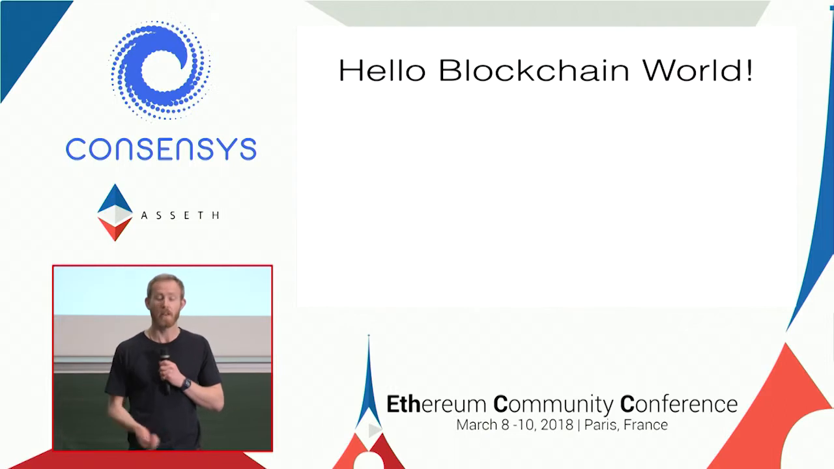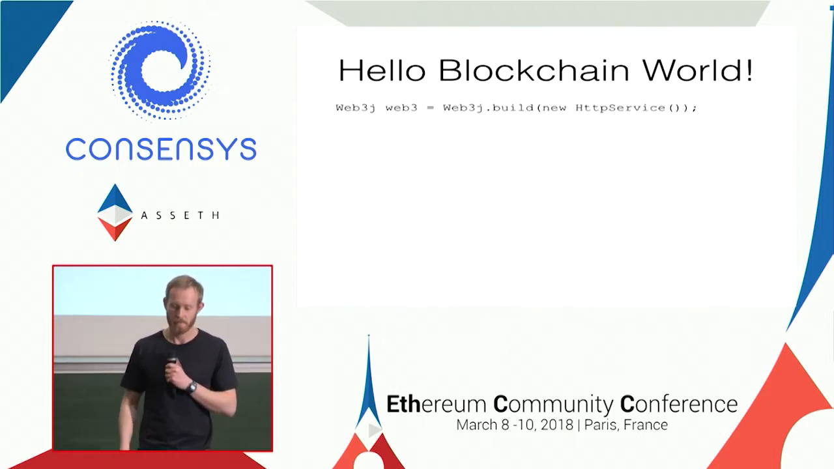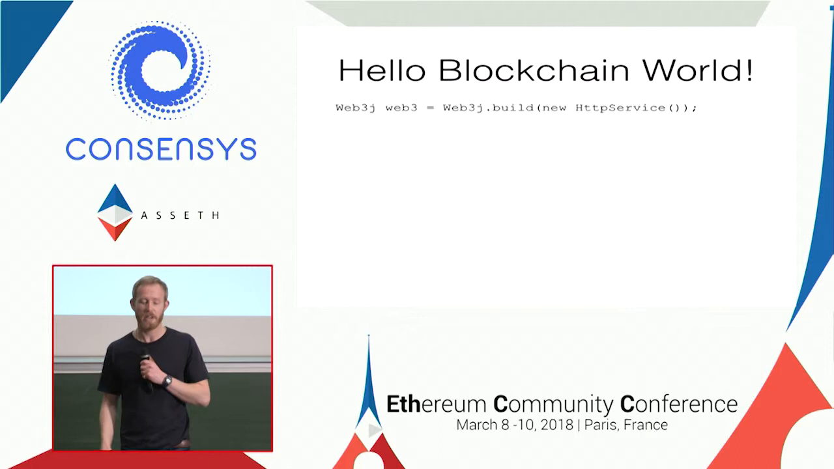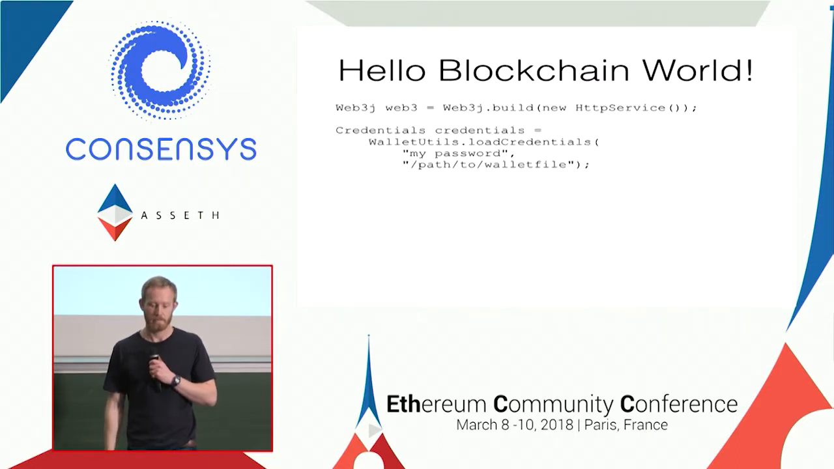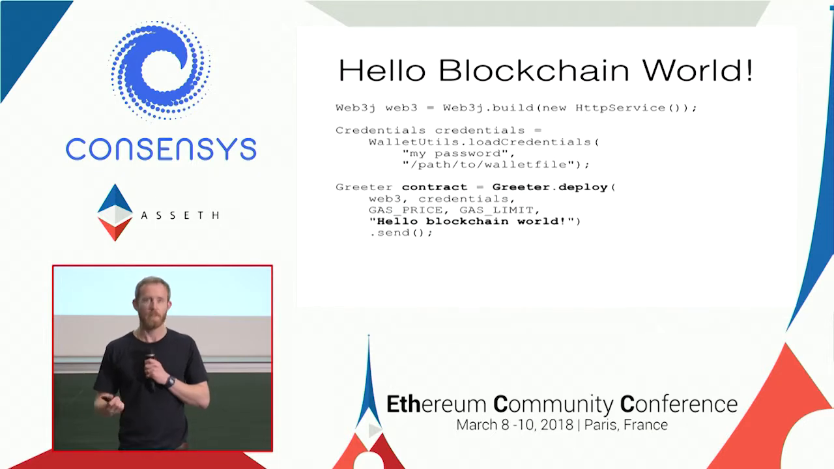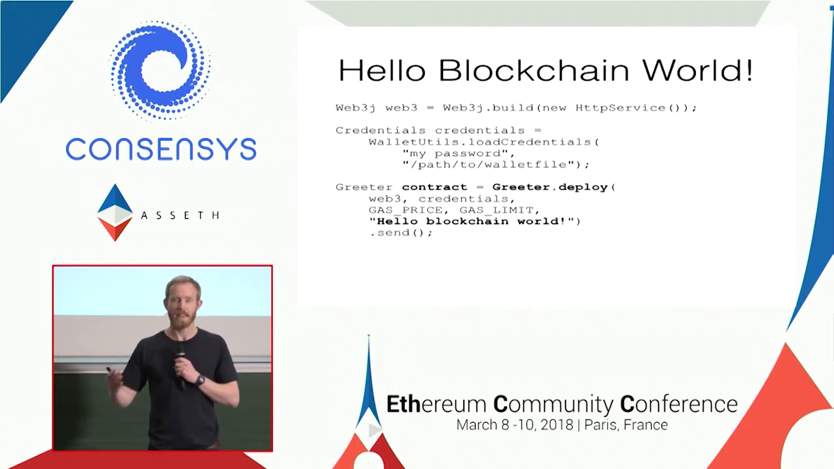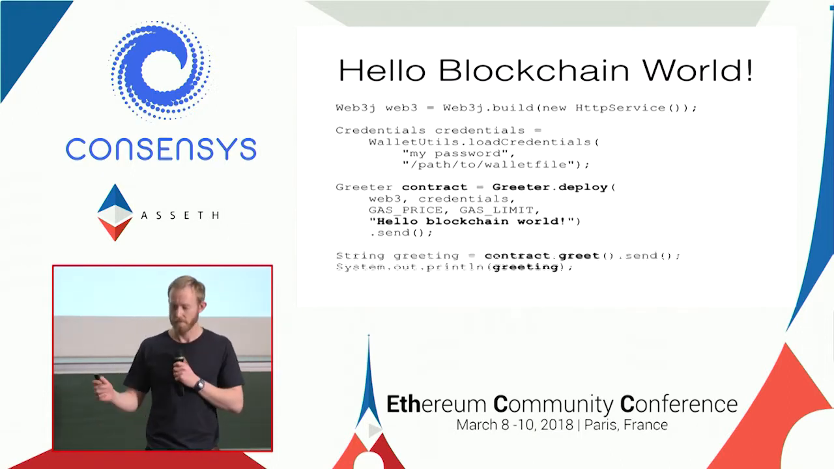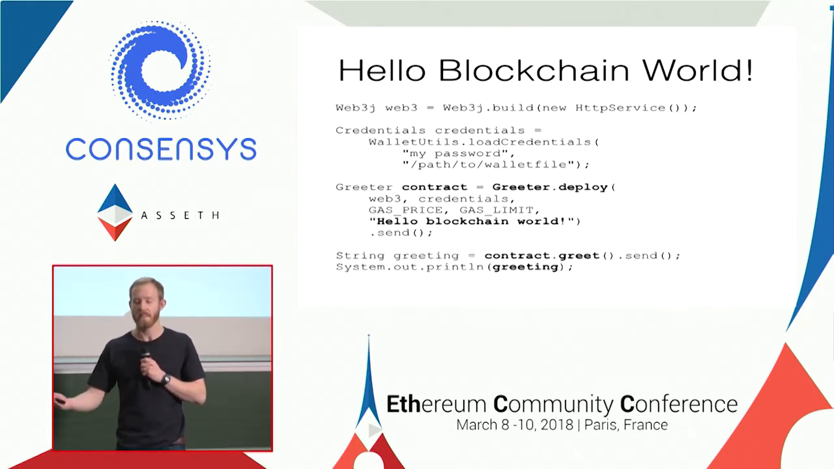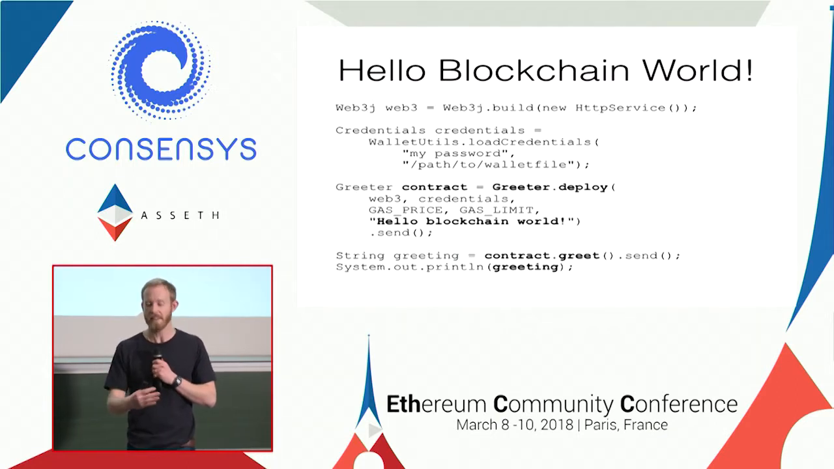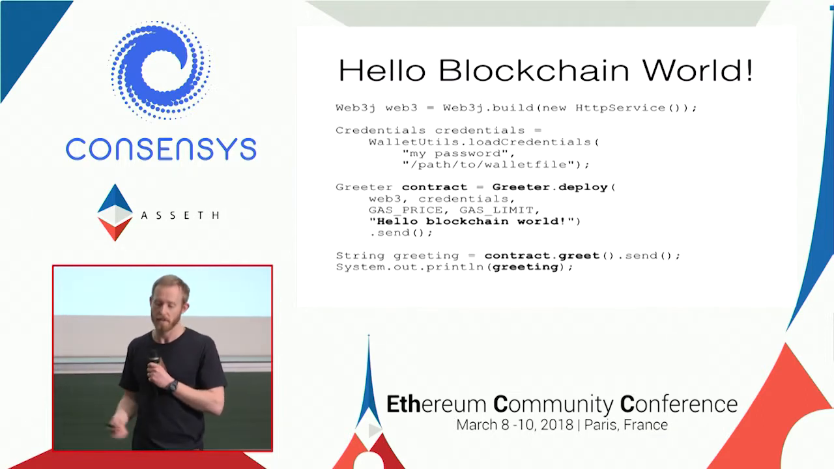And so this is what our hello world looks like. So again, we create a new web3j instance. Then we load our credentials. And then we specify we want to deploy a Greeter contract. This is the gas price and gas limit we want to use, and we want to send in the hello blockchain world because it's our hello world example. And then we can read our greeting out of the contract. So that's showing that entire end-to-end life cycle with Ethereum just in 4 lines of Java code.